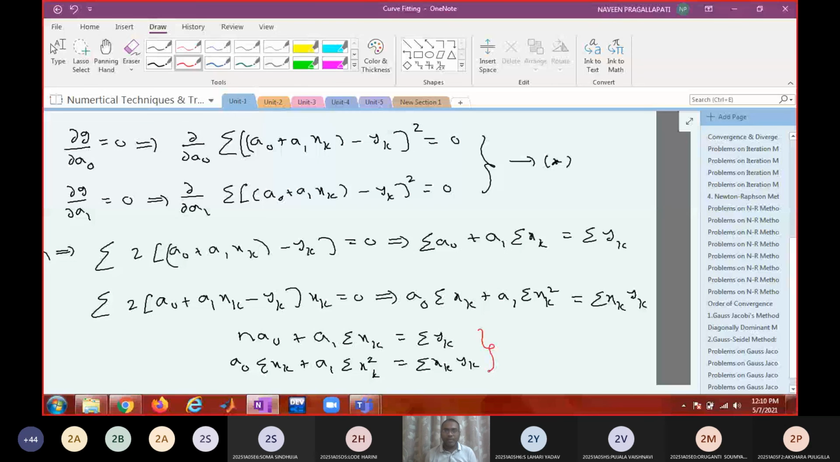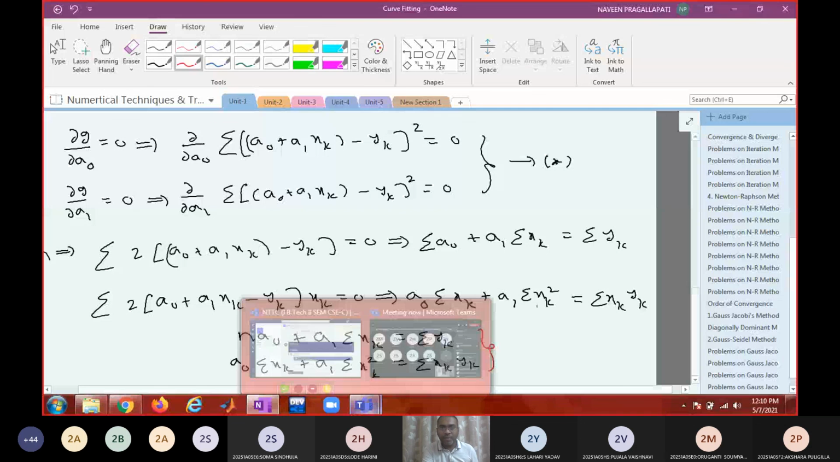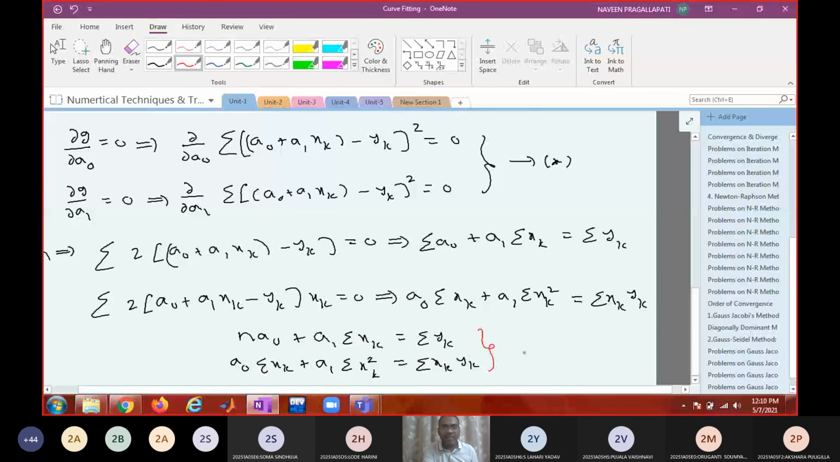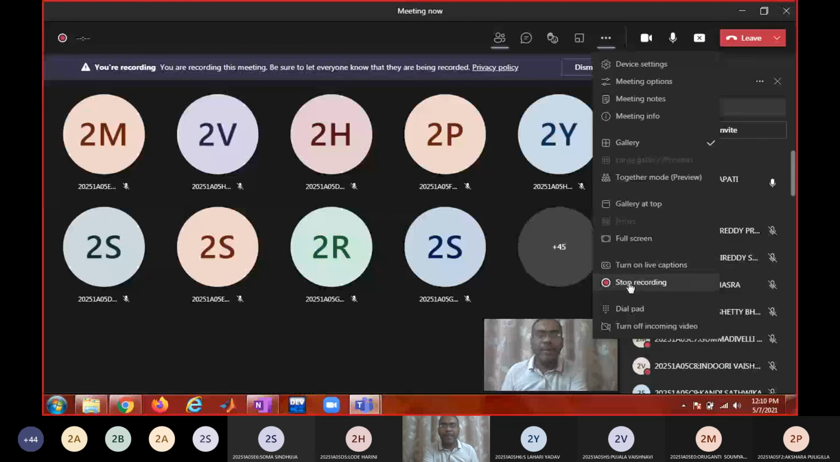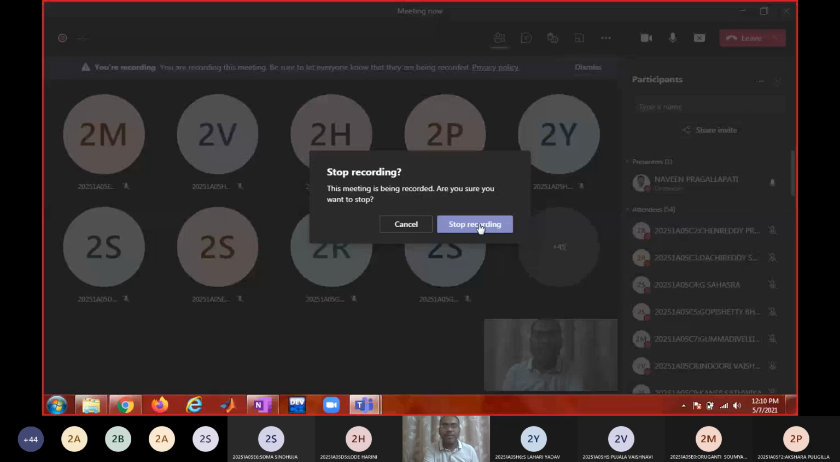Okay, so I'll stop with this. In the next class, just write down in your notes that these are called normal equations. In the next class we will be applying this method.